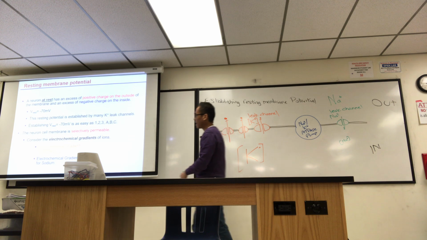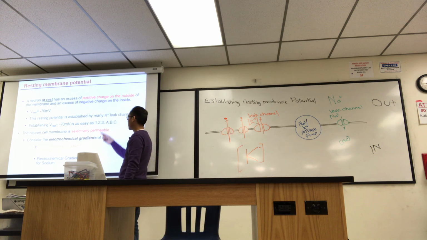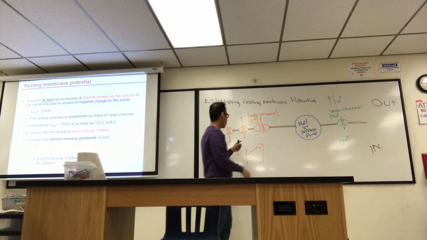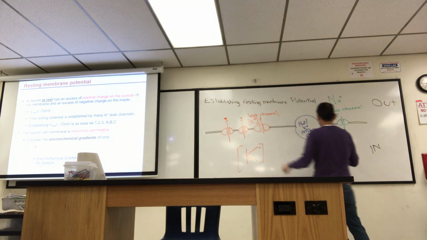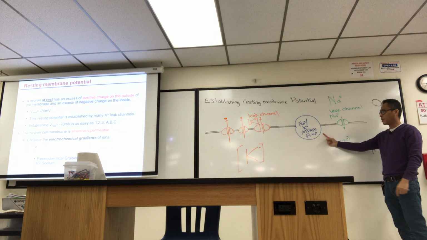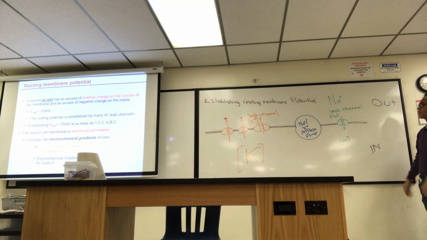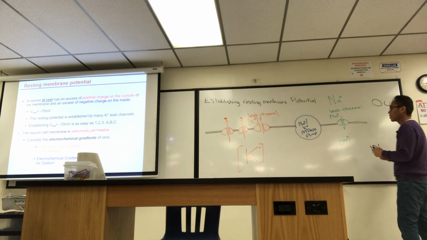So I think I said why it's easy as 1, 2, 3, A, B, C. I want you to remember 1, these leak channels, 2, these leak channels, and 3, the pump that counteracts the leak. Because what we had said before is you don't want the leak channels to dissipate the ionic gradients. Okay, that's a concept I tried to teach you before.